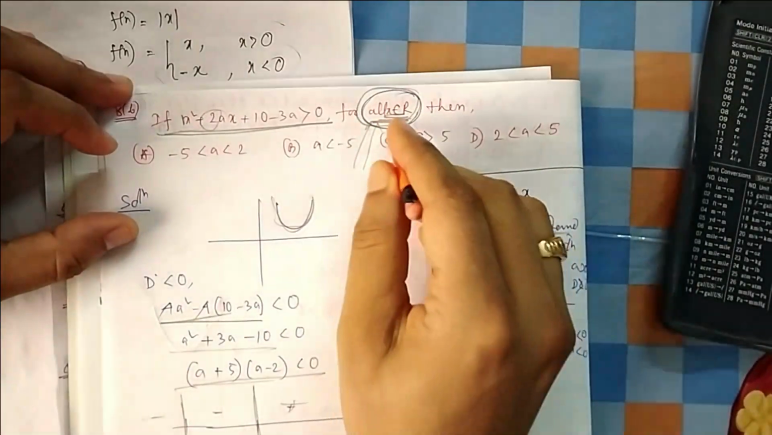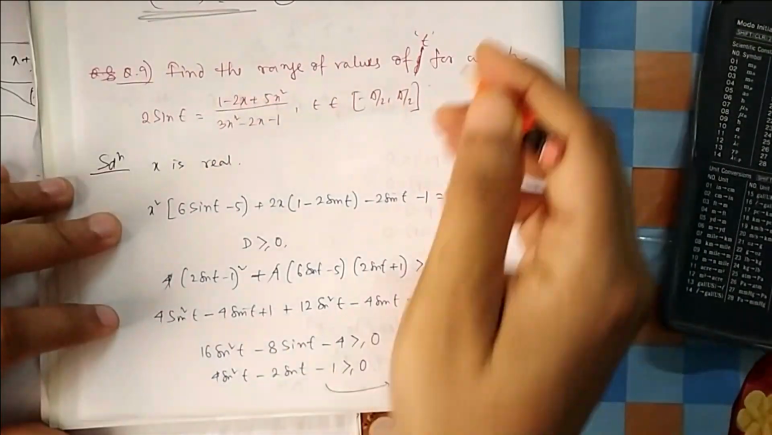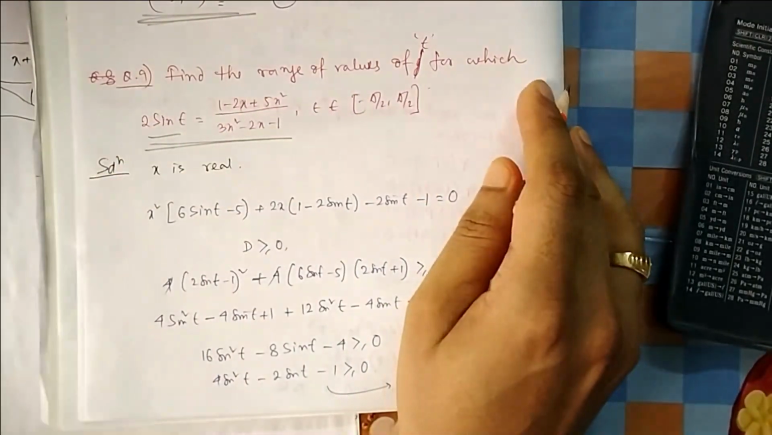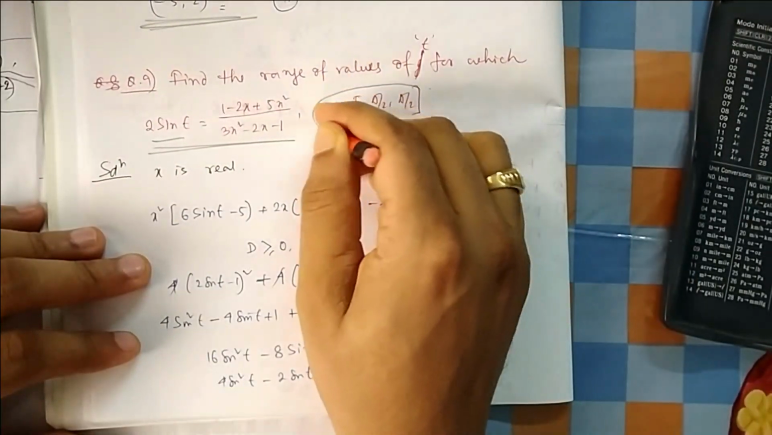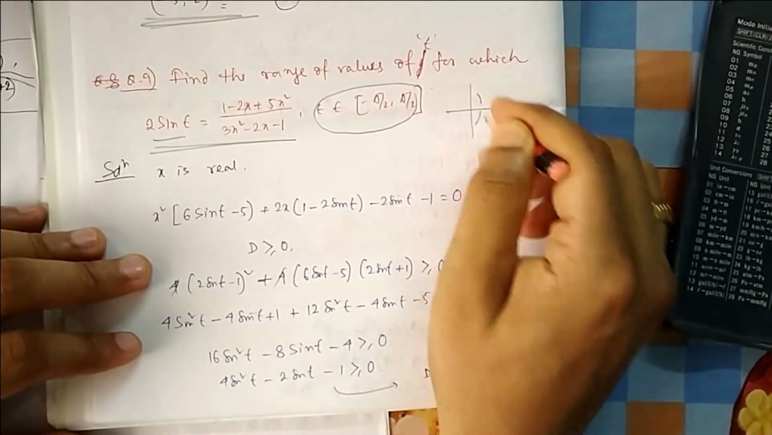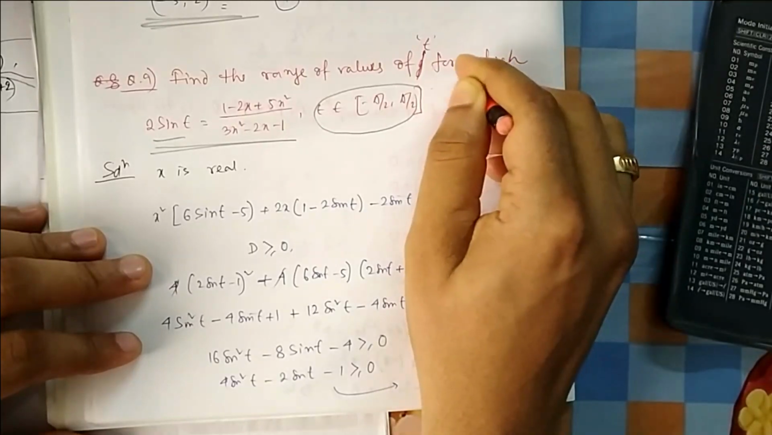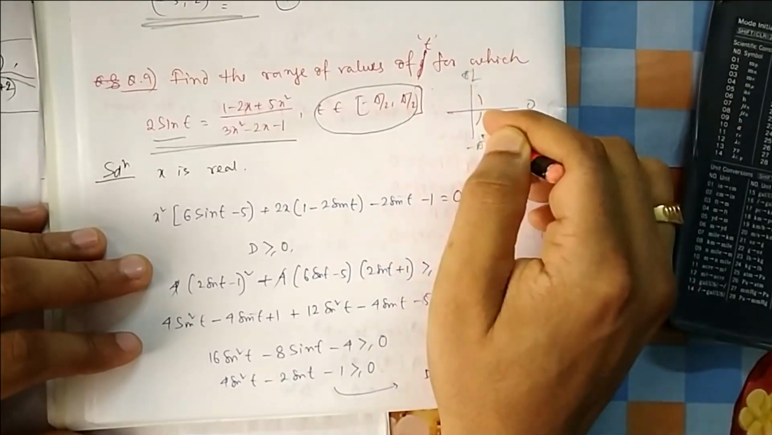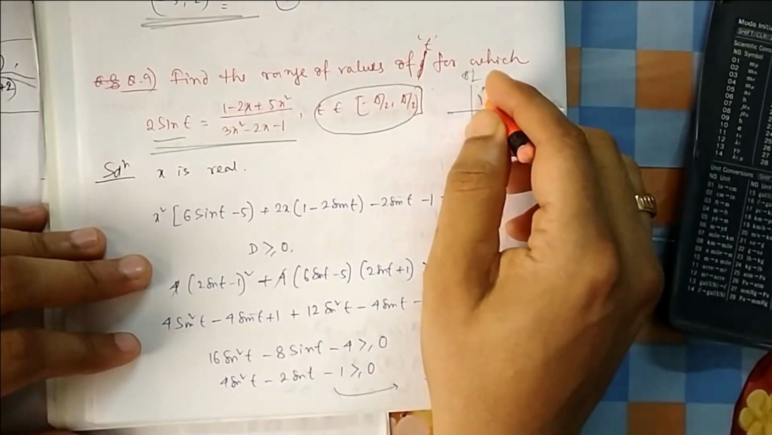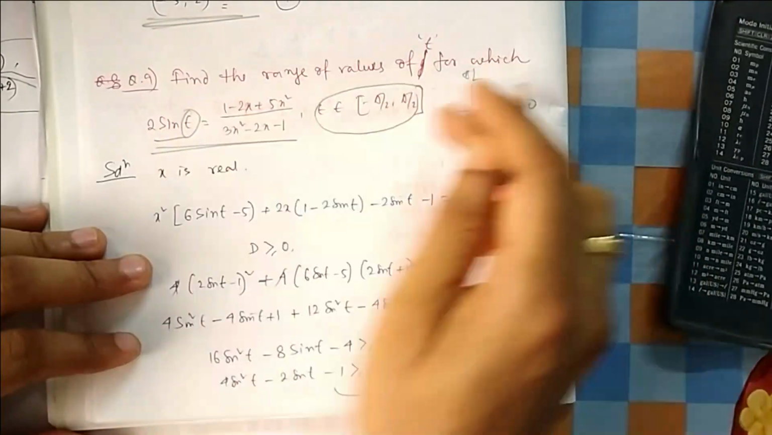So you have to find all these things in the questions. Find the range of values of t for which this is equal to this. Now you have a trigonometry expression here, and your t is already defined. It is minus pi by 2 to pi by 2. That means this quadrant and this quadrant. Minus pi by 2 is here, pi by 2 is here. 0 degree, 90 degree, 180, 270, then again 0. Positive 90, negative 90. So your angle is defined here. This t is defined here.